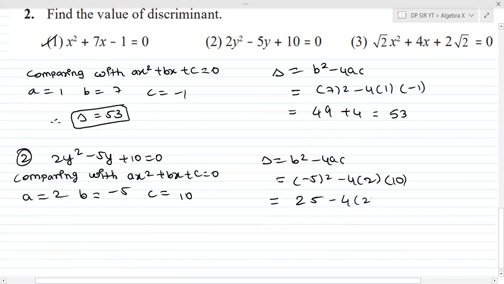So minus 4 into 20. So it's going to be 25 minus 2 4s are 80. So 25 minus 80, which is equal to minus 55. Therefore, the value of delta is equal to minus 55. Okay, so these things are very easy.